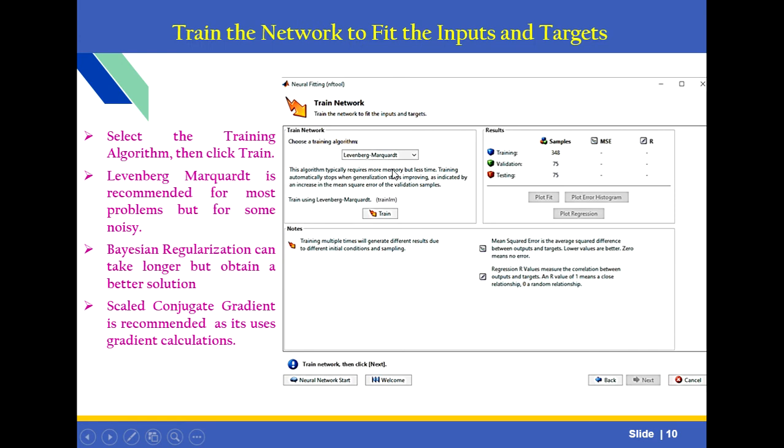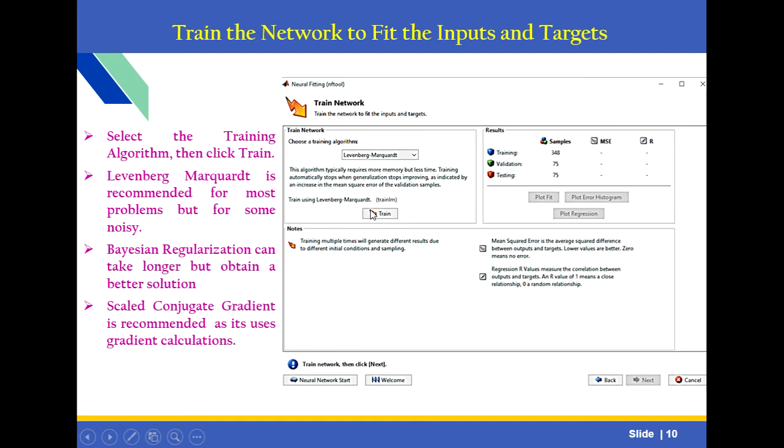Next one, training. Train the network to fit the inputs and targets. There are several types of algorithms, for example Levenberg-Marquardt, Bayesian regularization, and scaled conjugate gradient. Select the training algorithm for this feedforward network. Always use the Levenberg-Marquardt algorithm. If you train the network, it automatically stops when it reaches the minimum error.